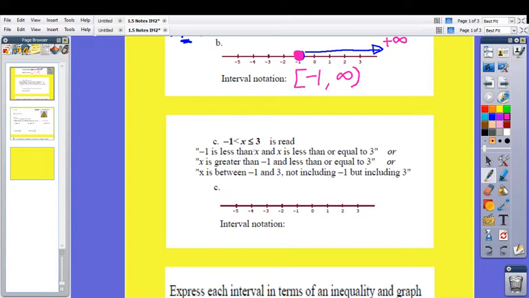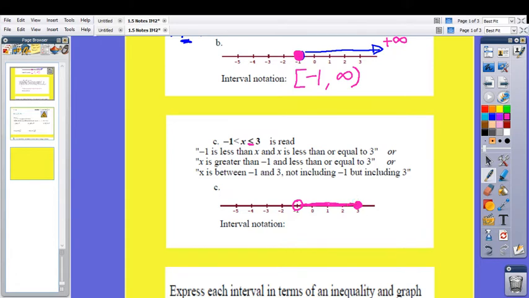So when you graph it, its left endpoint is -1, and because there is no equal sign here, you leave it open. Its right endpoint is 3, and you fill it because it has the equal sign there, and then you connect them. All the points between -1 and 3 are the solution for the inequality.